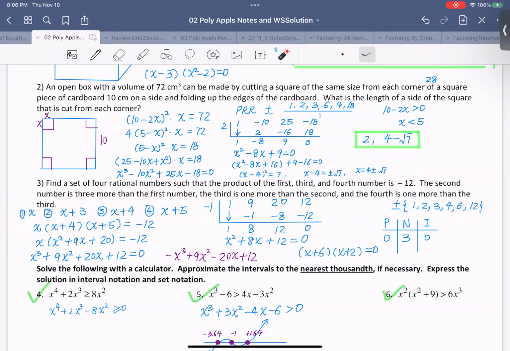Some people do first, second, third product without reading this piece correctly and end up with no solution. Read this. Who didn't read this well? You messed up this question. Number 1, number 3, number 4. This 3 product equals negative 12.